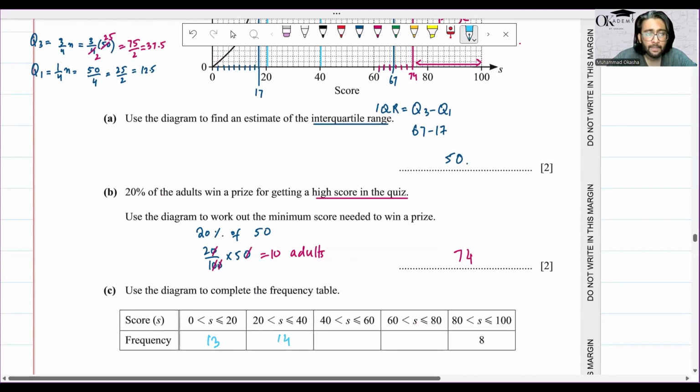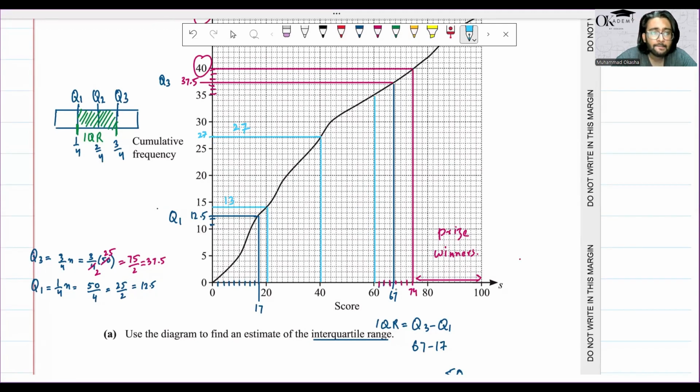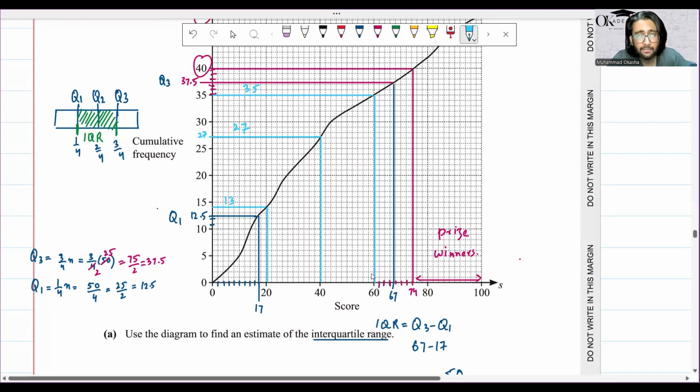Okay. And after that, between 40 and 60, what's the frequency between 40 and 60? Let's work it out. Between 40 and 60, the frequency would be, this frequency is 35. So what is 35 minus 27? 35 minus 27 would be, I think, 8. So the next frequency should be 8.